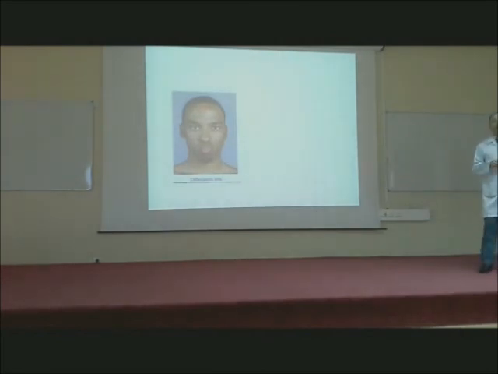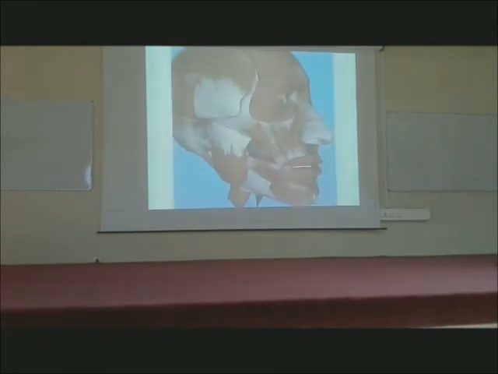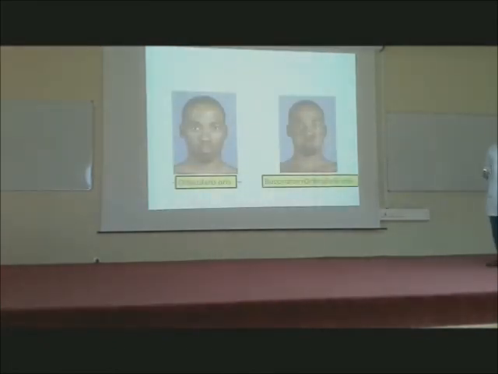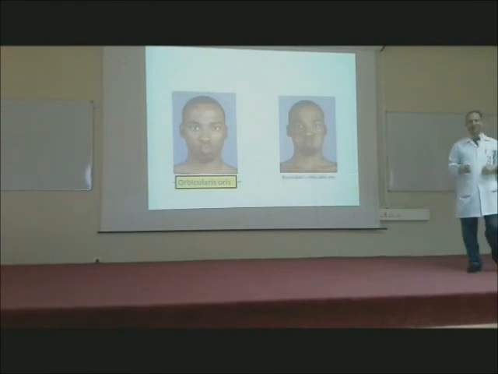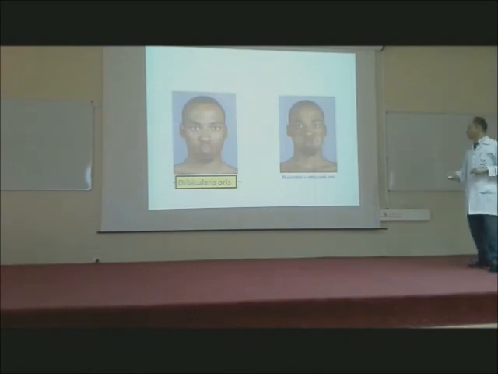What's this muscle? What is the action here? Closure and protrusion of both lips. Again, orbicularis oris. This is the second one.